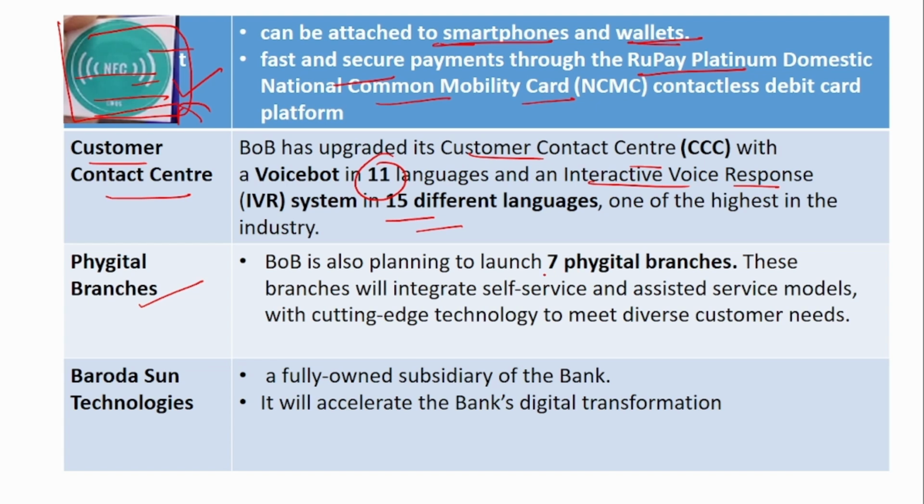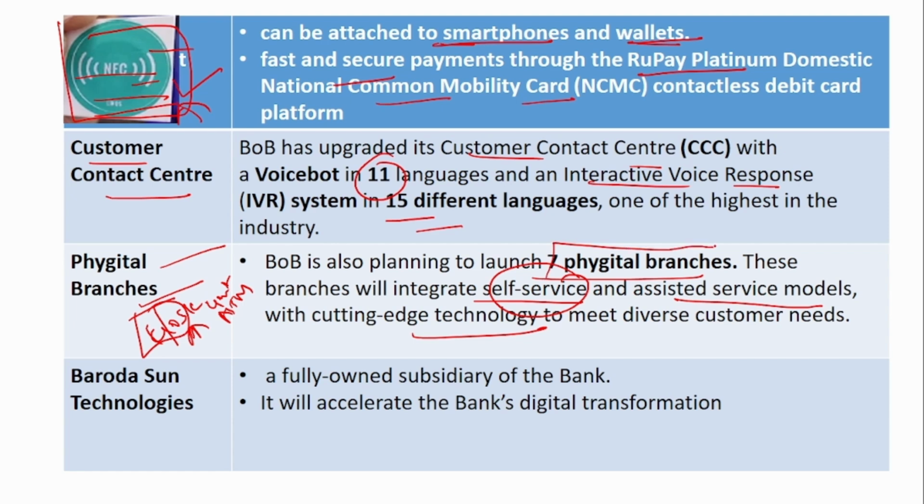Then the next one is phygital branches. It is planning to launch 7 phygital branches, and these will integrate both self-service and assisted service. In a phygital branch, there will be a kiosk where you can input details like your account number, and generate a checkbook or an ATM card. You can do it by yourself without any assistance. If you need assistance, that will also be provided. So these branches will integrate both self-service and assisted service models with cutting edge technologies. This is what phygital branches mean, and they are planning to launch 7 of them.